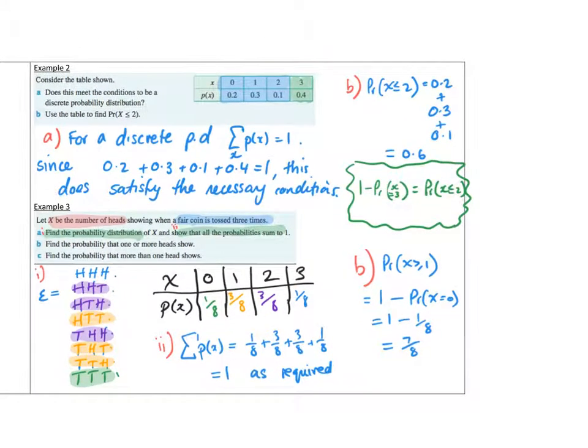Now part C is asking us to find the probability that more than one head shows. So this is slightly different. Here we're not including where x equals 1. I can see that the probability that x equals 2 plus the probability that x equals 3, which is 3/8 plus 1/8, is just going to be 4/8. And we know that's a half. So the probability that x is greater than 1 is 4/8, or a half.